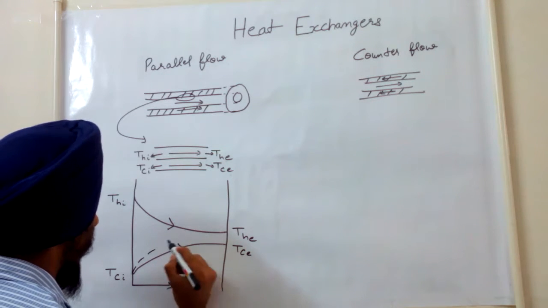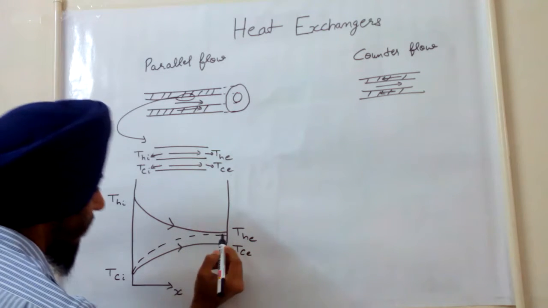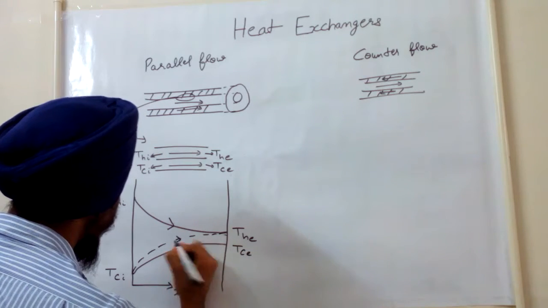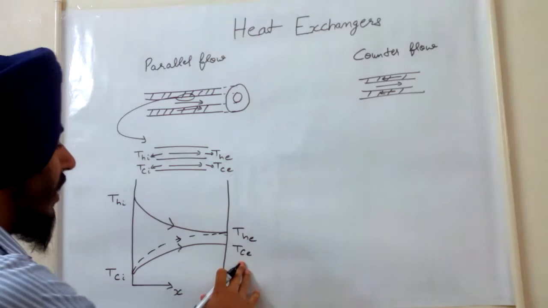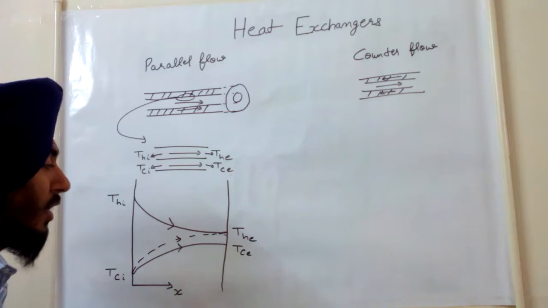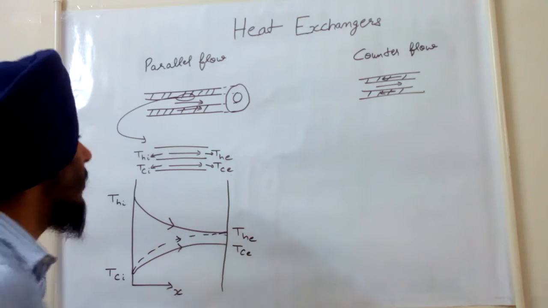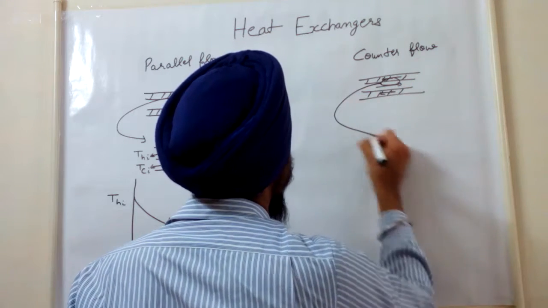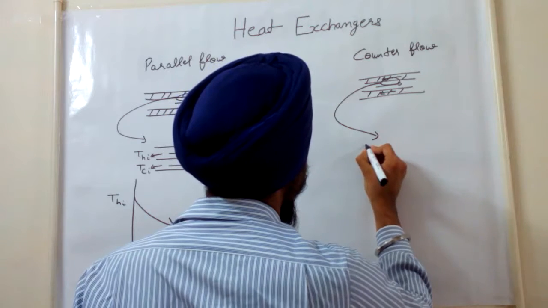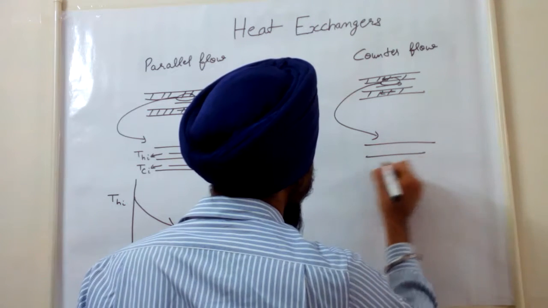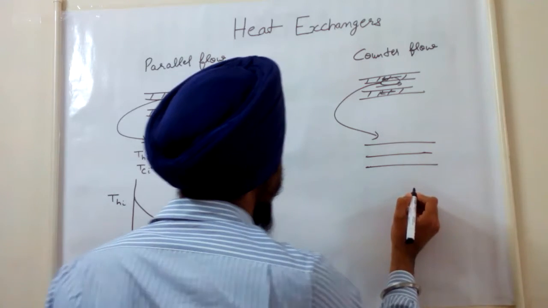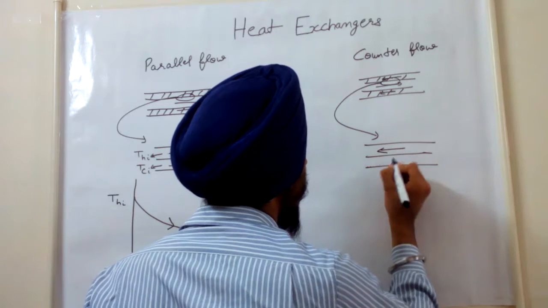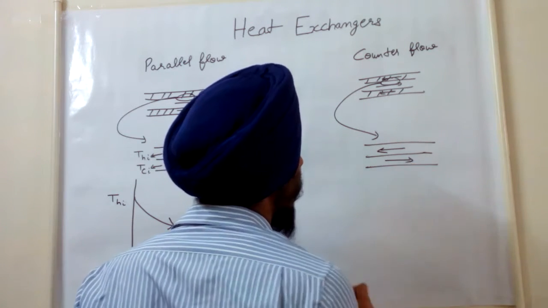Let's see the limiting case. This is the limiting case. T_CE can at maximum be equal to T_HE. It cannot exceed T_HE. Let's see the case of counter flow. In one, we are saying it is moving in this direction, in the other it is in the opposite direction.